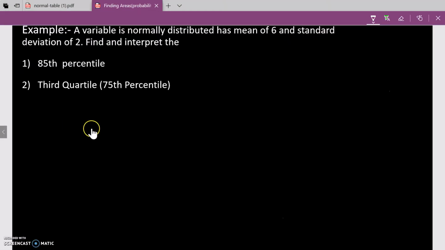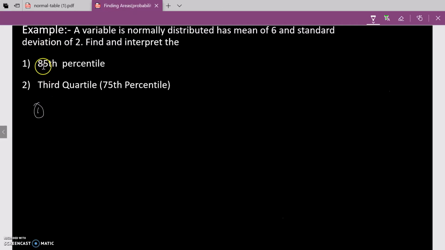Now we discuss more examples. A variable is normally distributed that has a mean of 6 and a standard deviation of 2. Find and interpret the 85th percentile and the 3rd quartile, which is also called the 75th percentile. Okay, how are we going to deal with this problem? Let's see one by one.